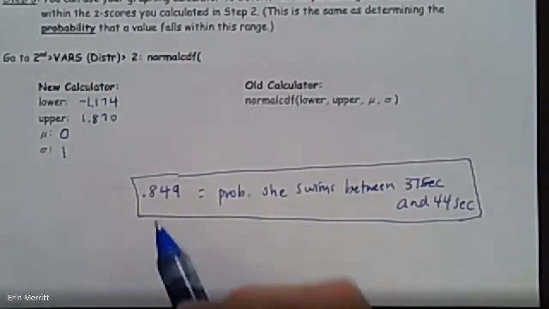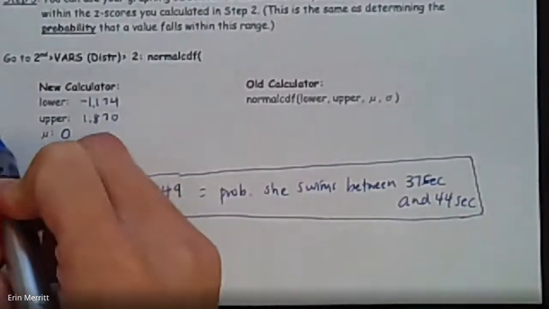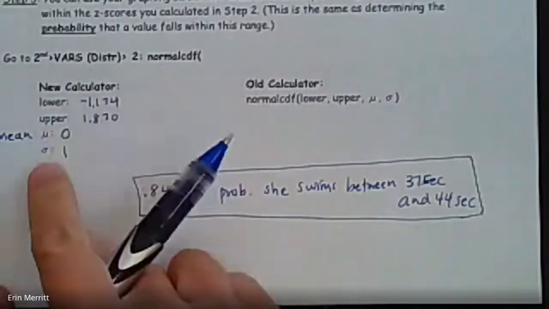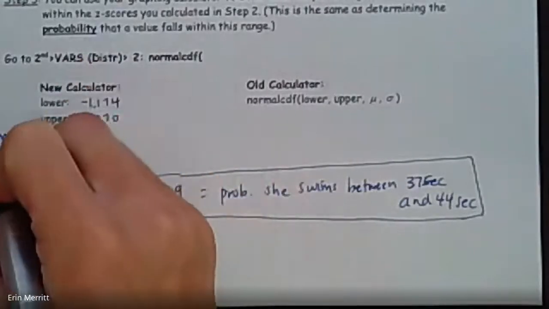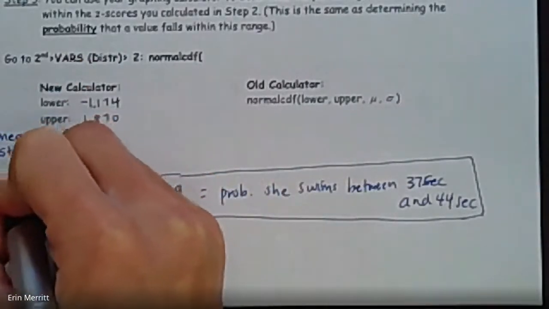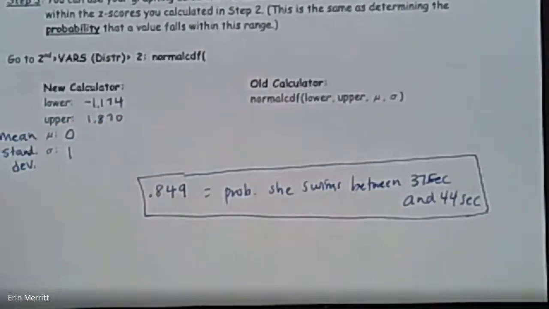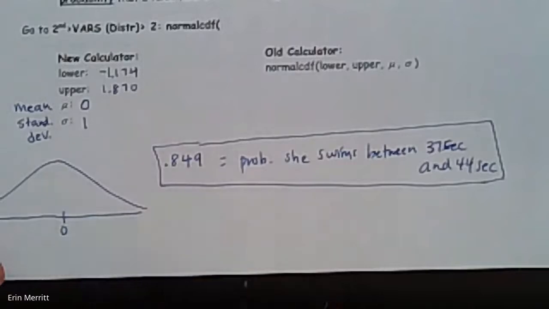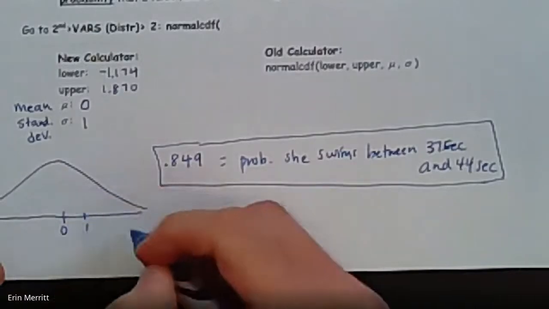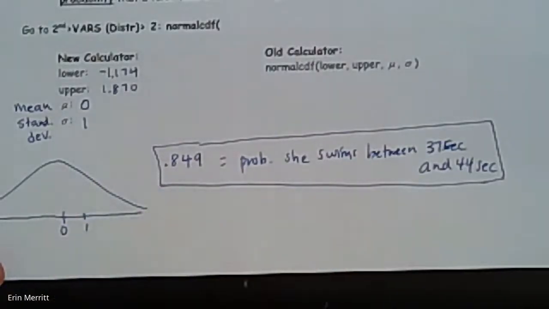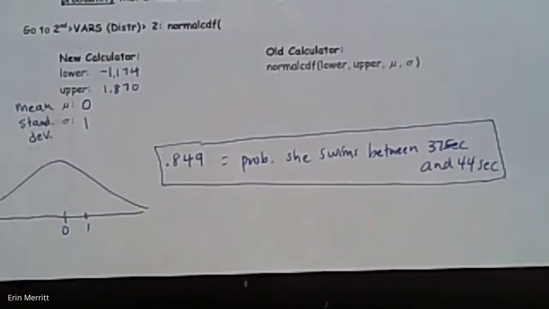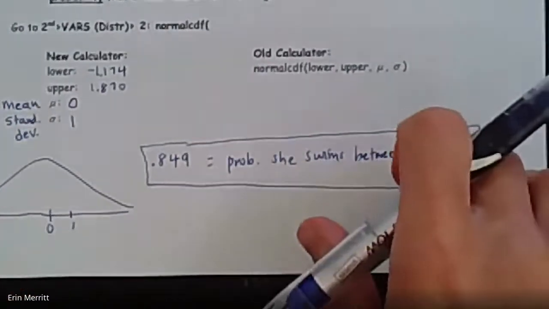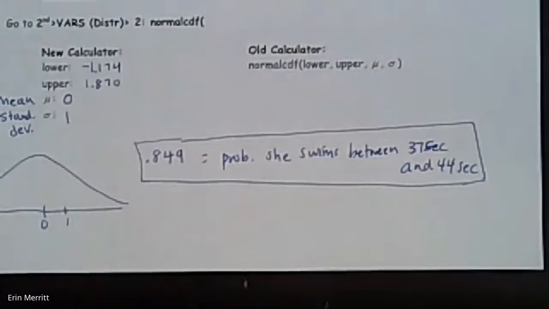So as a little reminder, the mu, that's the mean. The sigma, that's your standard deviation. So when you bring it back to that normal curve, the mean is always the 0. The standard deviation is always the 1. So that's where it's coming from. All right. So you're going to keep that 0 and keep that 1. All right. I think we have one last page.